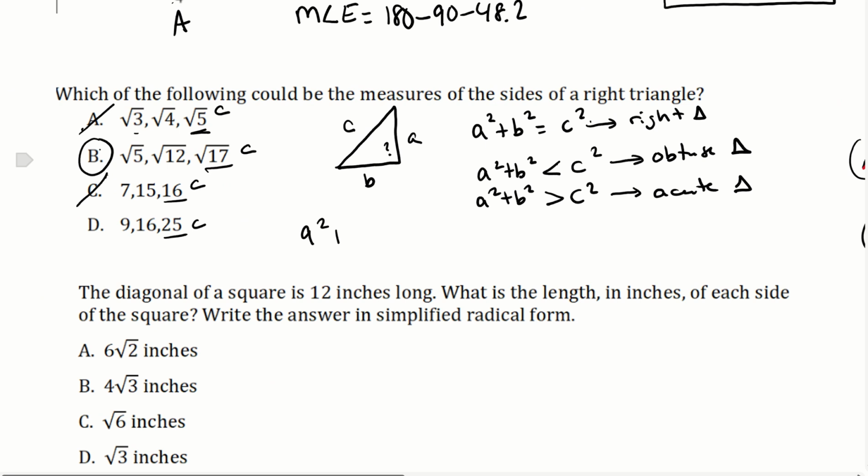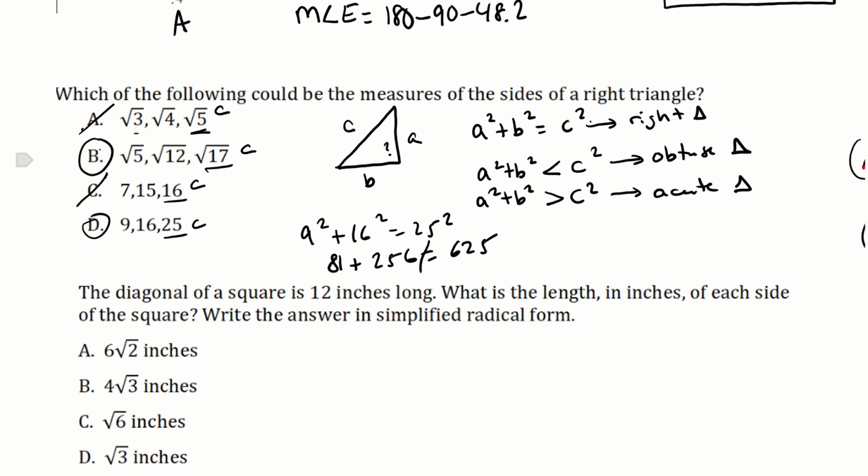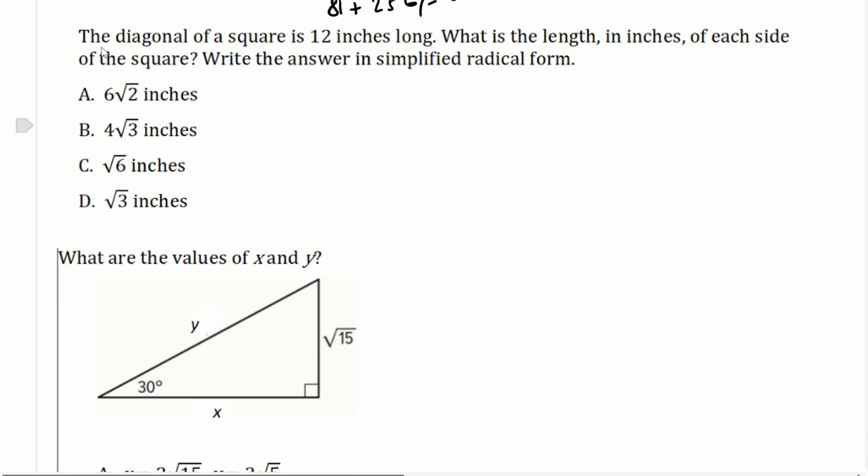So 9 squared plus 16 squared equals 25 squared. So 9 times 9 is 81. 16 times 16 is 256. And we got 25 times 25 is 625. And that's definitely not equal to that. So we're not going to choose that. All right, so it's got to be B. All right, so look at the next one.